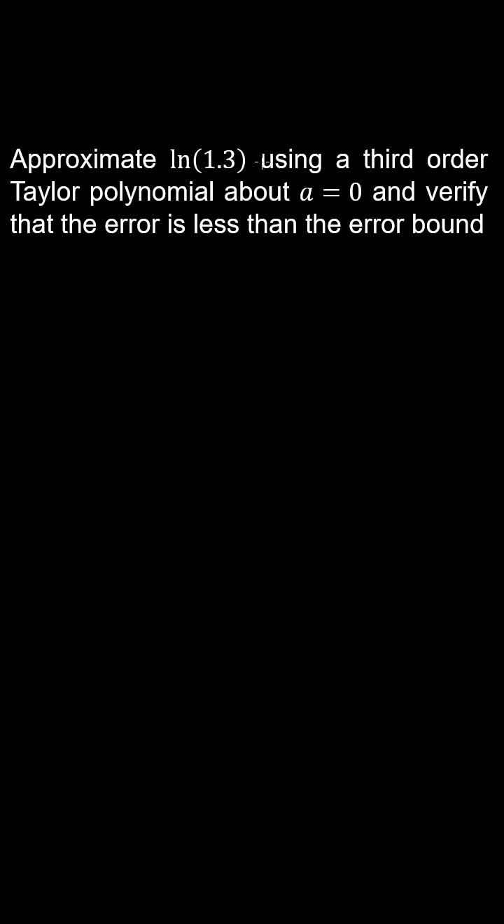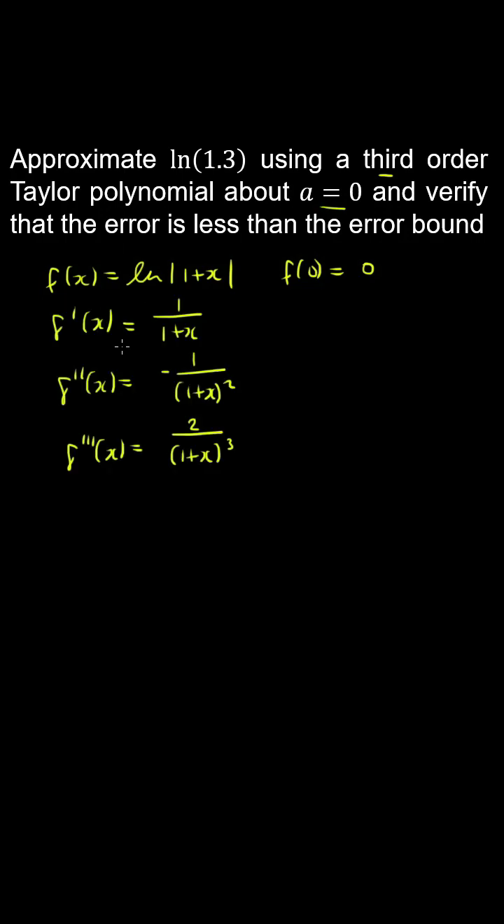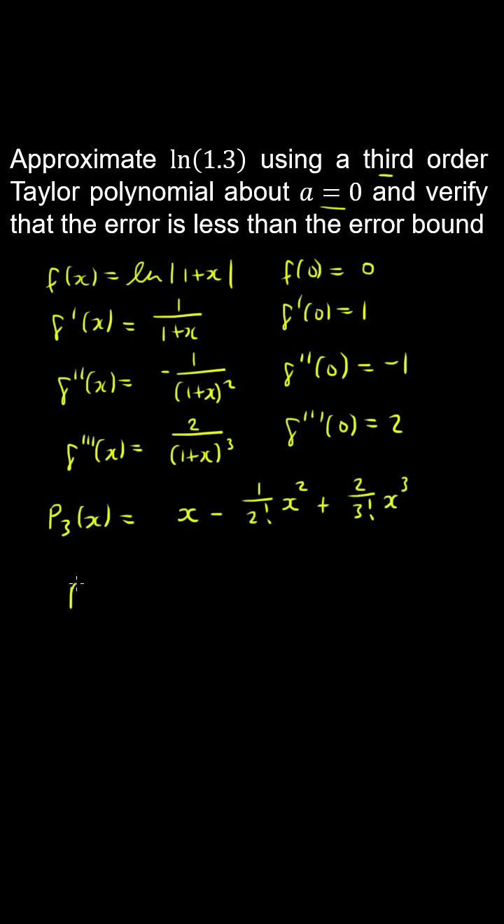Approximate the natural log of 1.3 using a 3rd order Taylor polynomial about a equals 0, and verify that the error is less than the error bound. So here we have a Maclaurin polynomial approximation, so we need to be careful not to take our function as the natural log of 0. And now we take the derivatives up to the 3rd order and evaluate these at x equals 0. And now we can write our 3rd order Taylor polynomial approximation. And now to find the error, which is the remainder, that's the difference between the function and the polynomial approximation. And that must be less than or equal to the error bound.